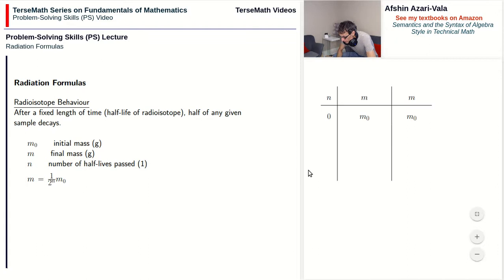Here on the right side, I have a table of values with n being the number of half-lives that have gone by, and m being the final mass. Before any time goes by, we start with the initial mass m0. After one half-life, we will have half of m0 left.